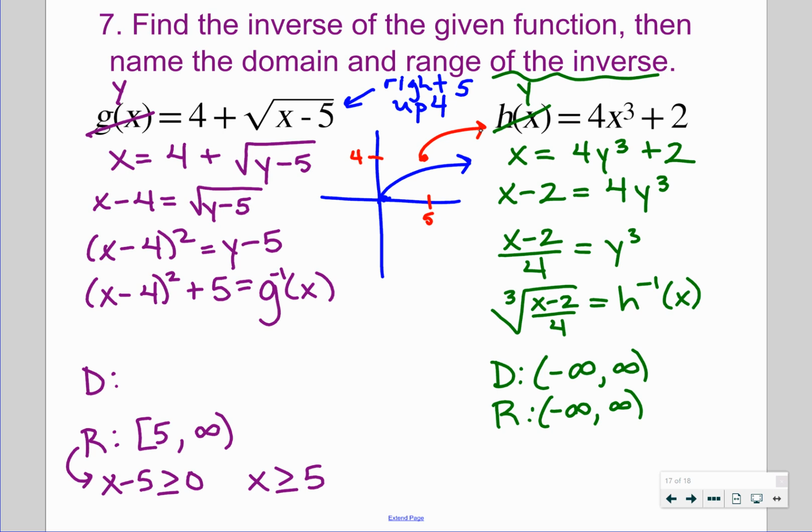If I want domain of the inverse, what do I look for on the original function? The range. And from that sketch, can you tell me what the range is, the y values?